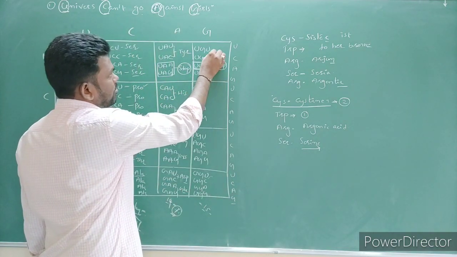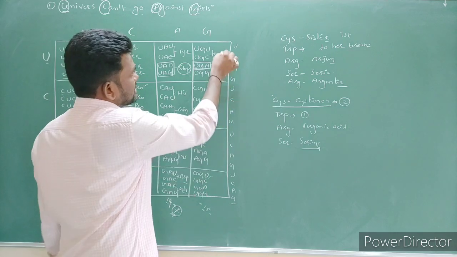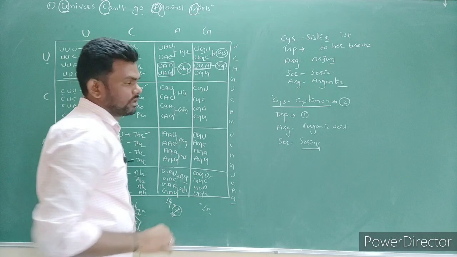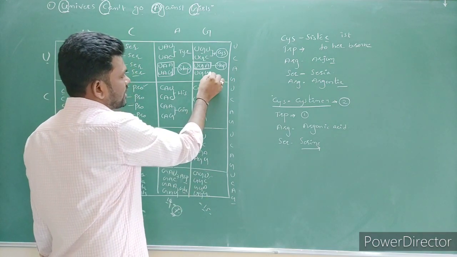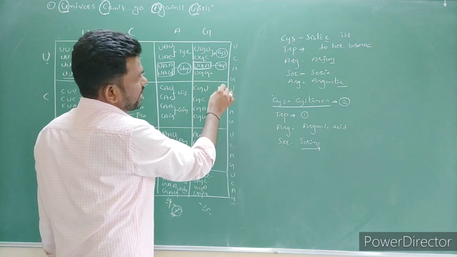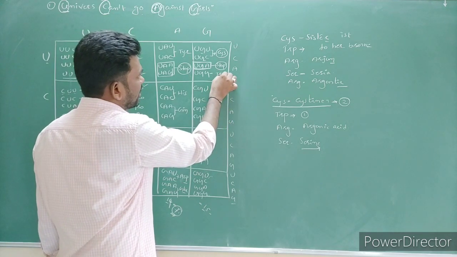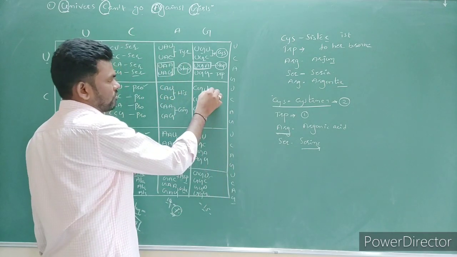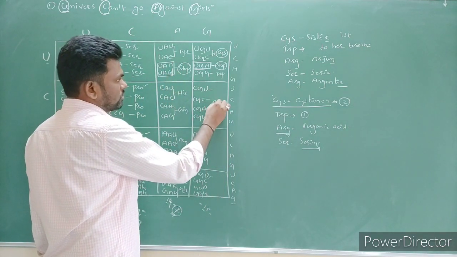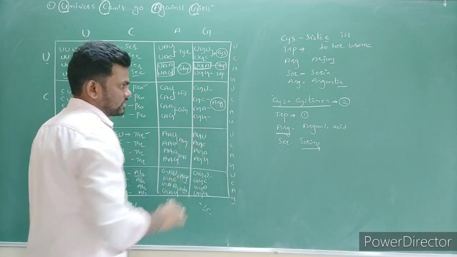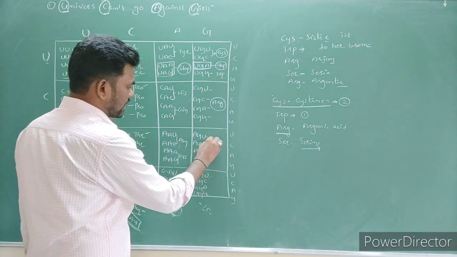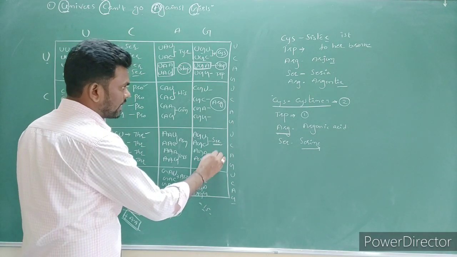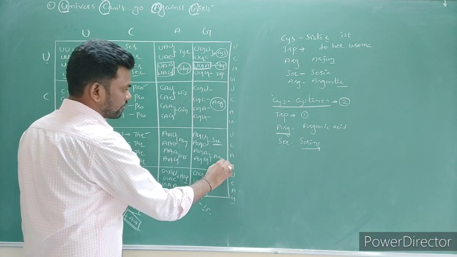For these two columns, what is CYS? These two are going to code for cysteine. Next, UGG is going to code for what? Tryptophan, TRP. Next, ARG. These four, 1, 2, 3, 4, all are going to code ARG. Next, SER, serine. The last two are again ARG.